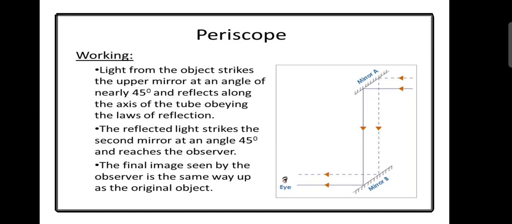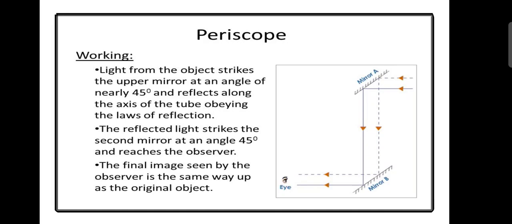The light from the object strikes the upper mirror. Okay, that is mirror A. And then from there, the light gets reflected in the tube to mirror B, and then from there it reaches the person who is observing the object. So with the help of the mirrors and the principle of reflection of light, one can find objects which are a little far.